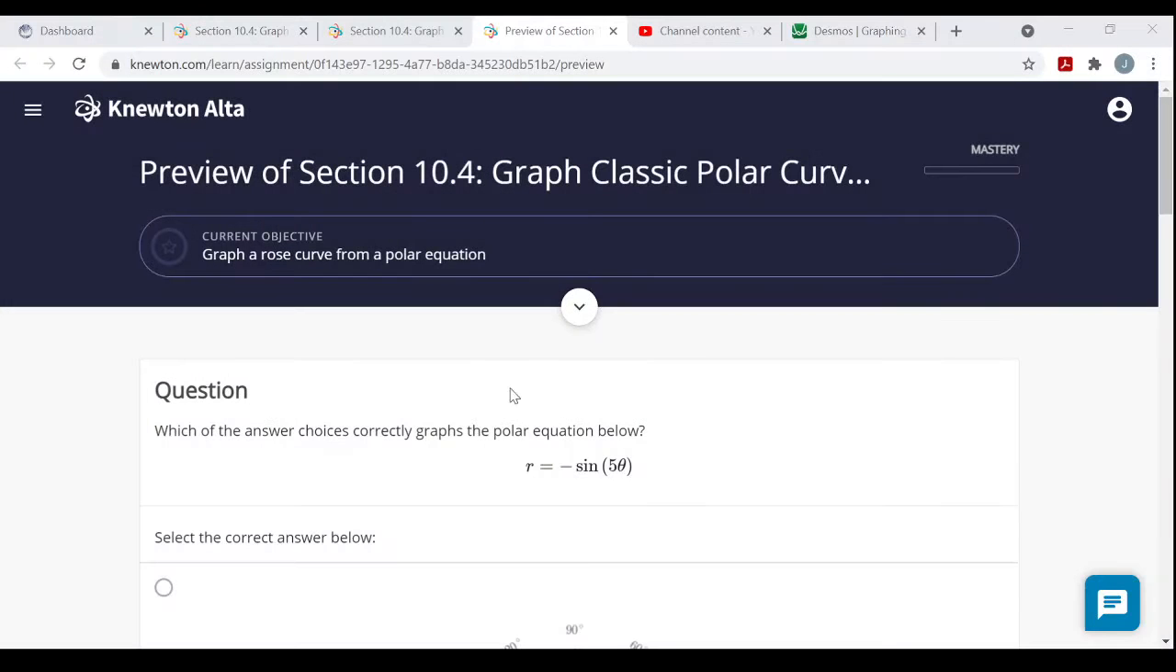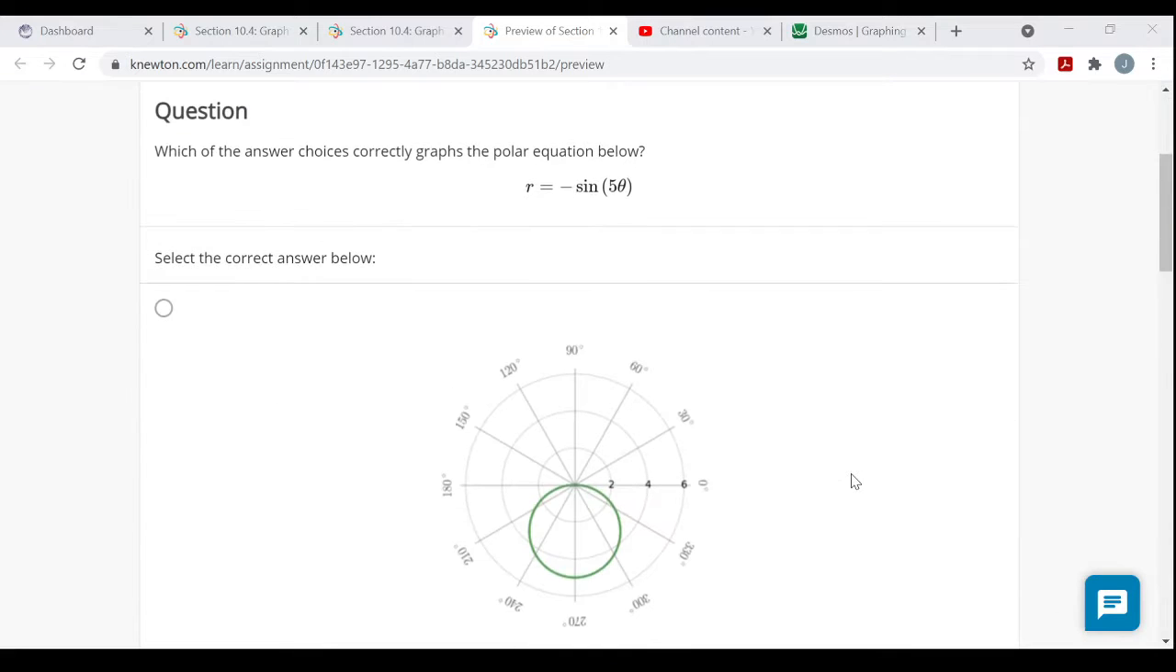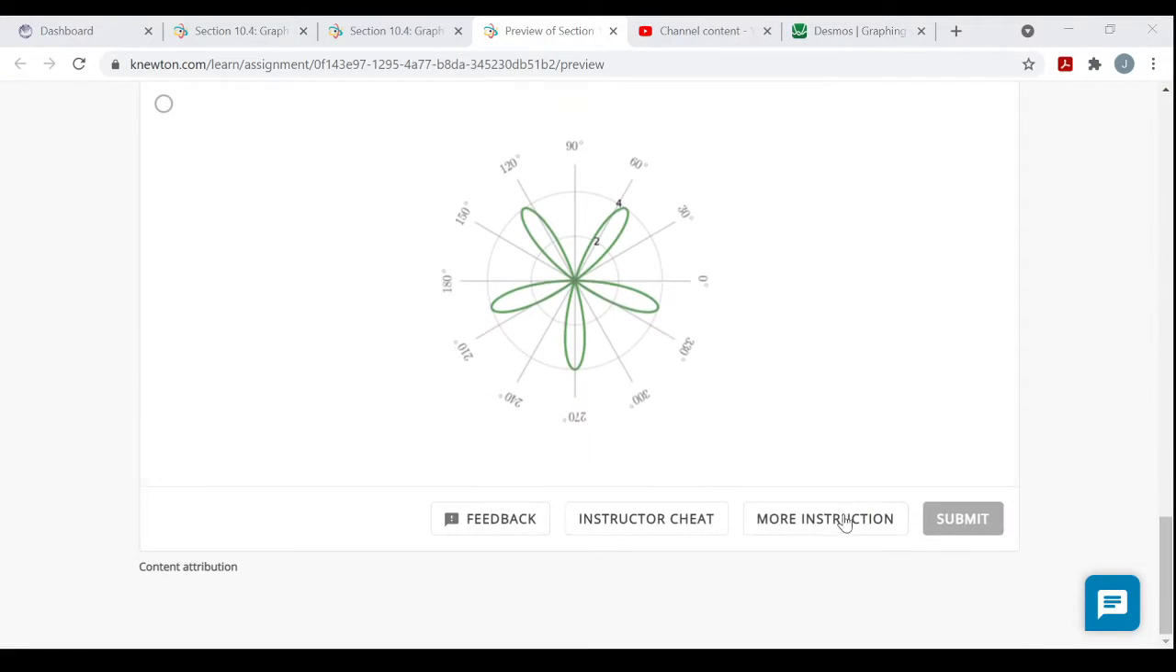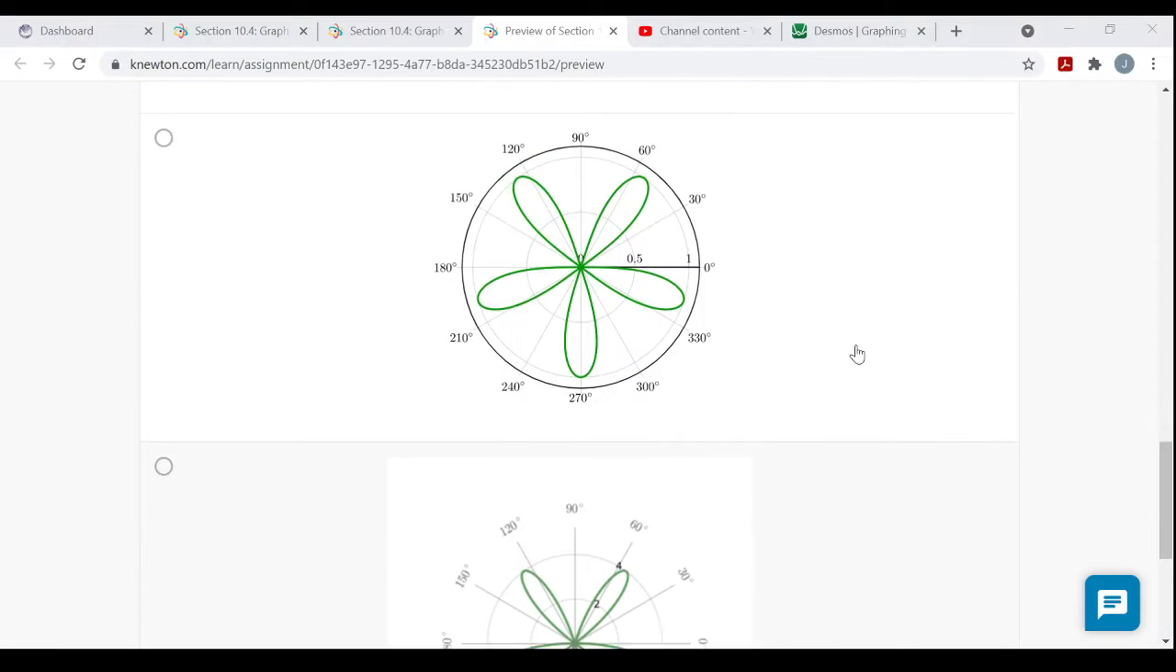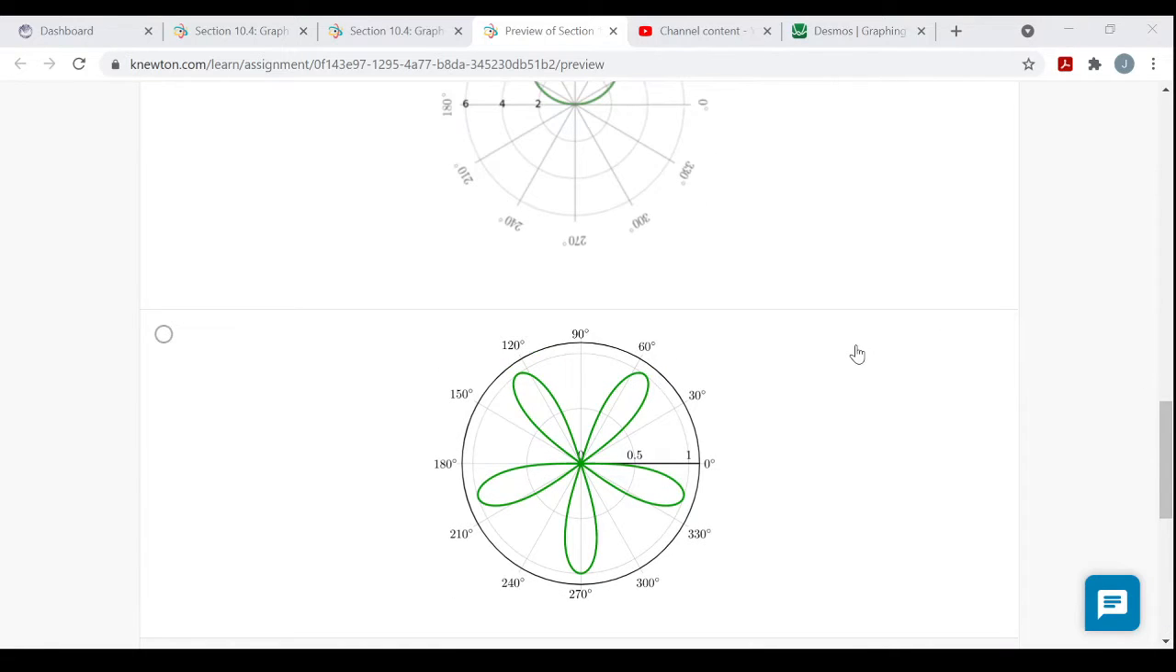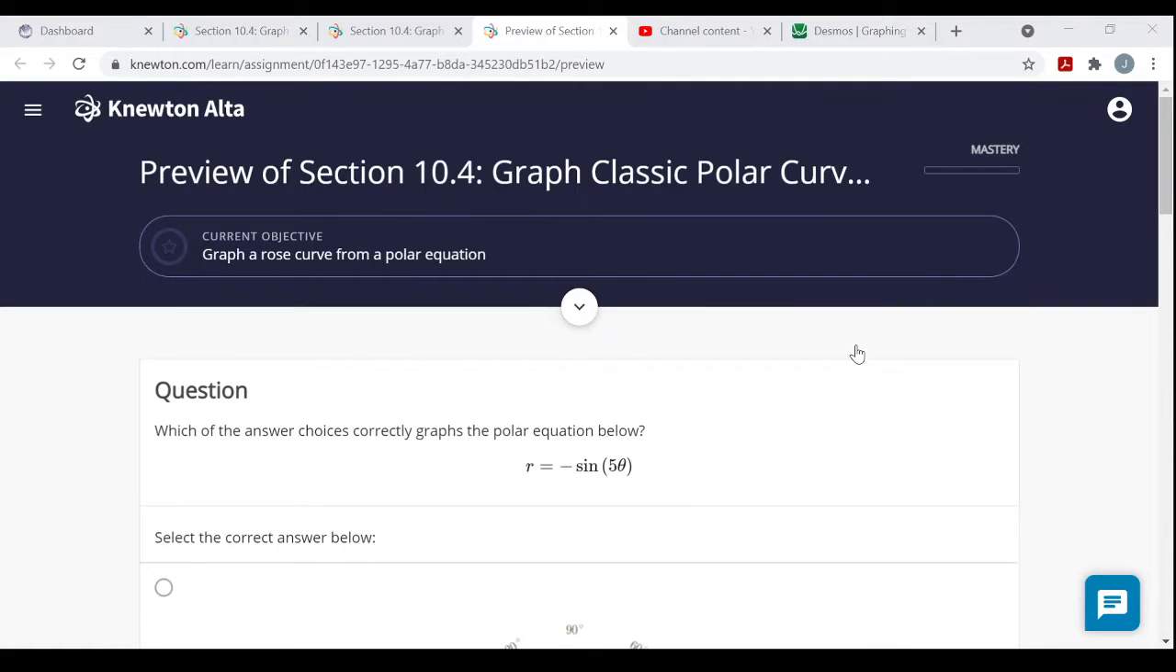Alright, so here's the first question I'm looking at. Graph a rose curve from the polar equation. And again, if you want to see more about this, click on More Instruction. Look at their videos, their notes, their examples, and hopefully those help you. In fact, I'm going to take you over some of the notes so I don't have to write too much down.